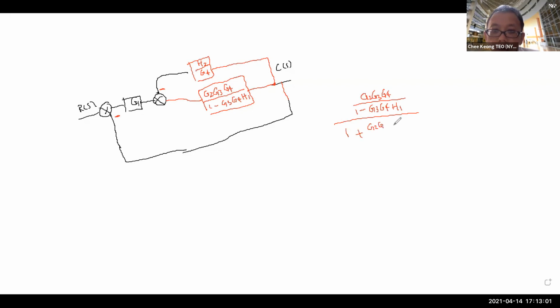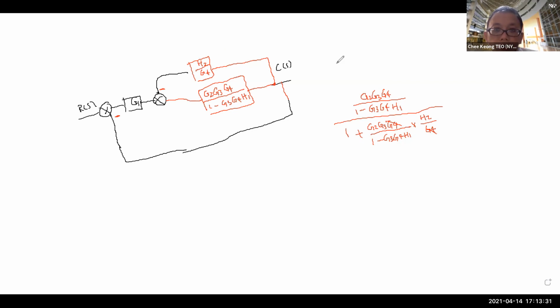G2, G3, G4 over 1 minus G3, G4, H1. Now you cannot ignore the H, because you have to multiply your H of S. H of S is H2 over G4. See here, G4 is the same, so you can cancel, because in multiplication you can cancel. So right now, you have to change this guy here.